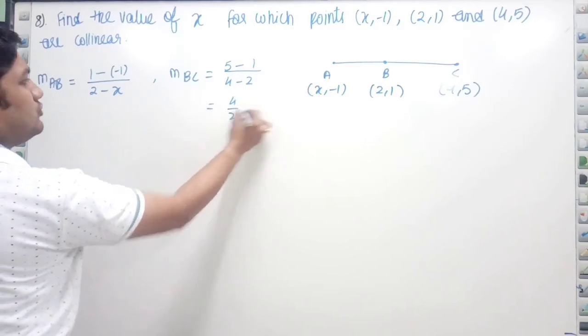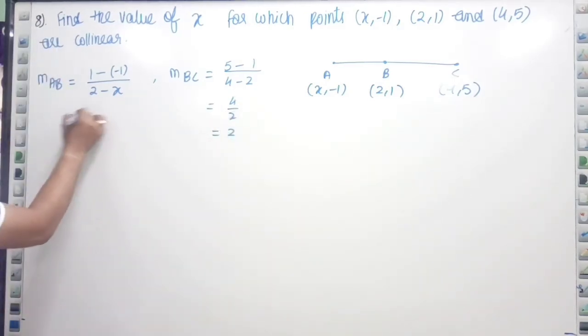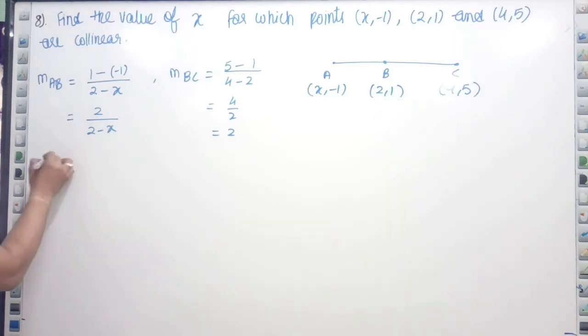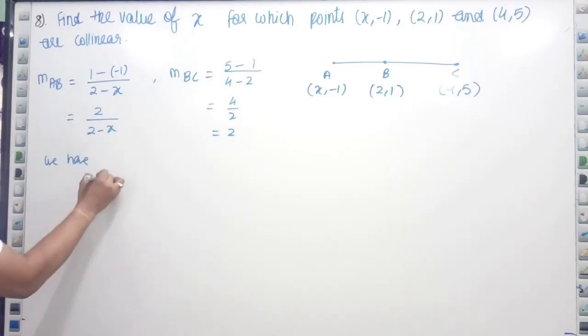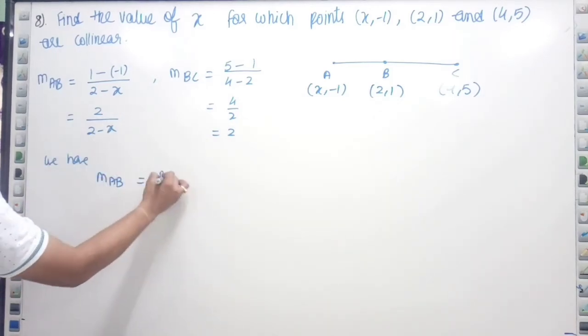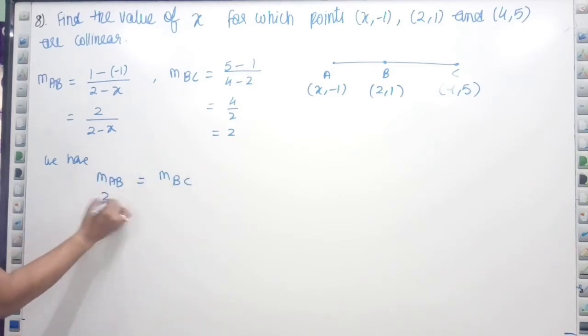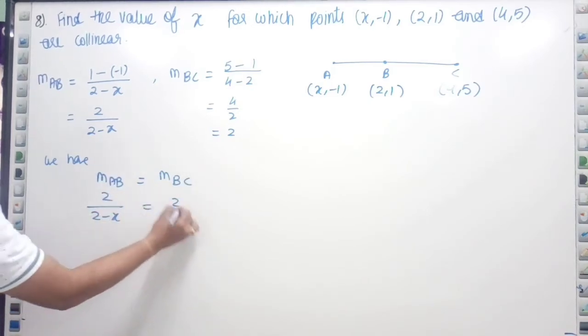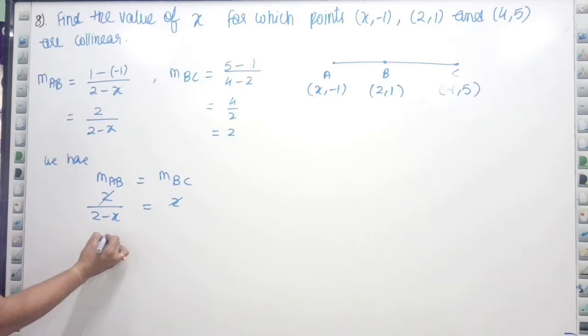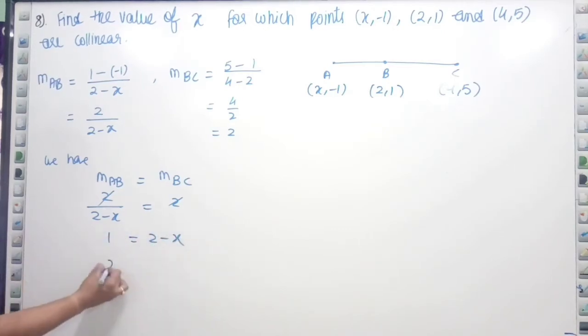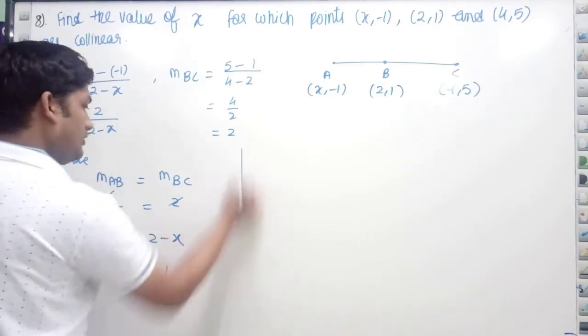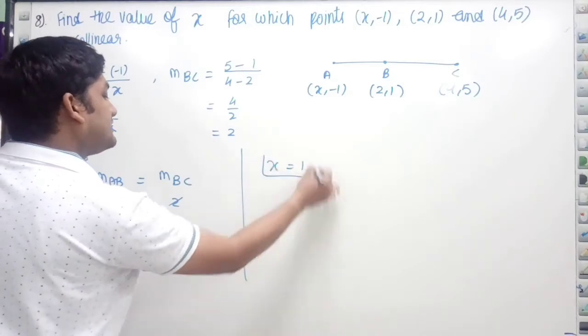4 by 2, that is equal to 2. And this is 2 upon 2 minus x. So we have slope of AB is equal to slope of BC. Slope of AB, 2 upon 2 minus x, equal to 2. Right? 2 से 2 cancel हो जाएगा. 1 equal to 2 minus x. So x equal to 2 minus 1. What will be x? 1, and this is the answer.